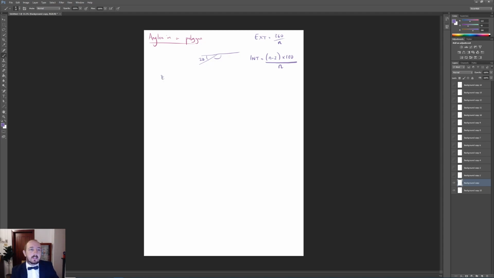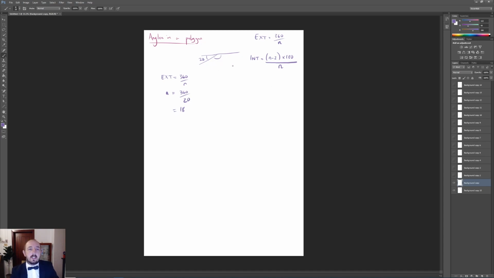So we would do exterior angle is equal to 360 over n, but we're given the exterior angle, so we're going to rearrange this to get n equals 360 over the exterior angle, which in this case is 20. So this would be an 18-sided shape.